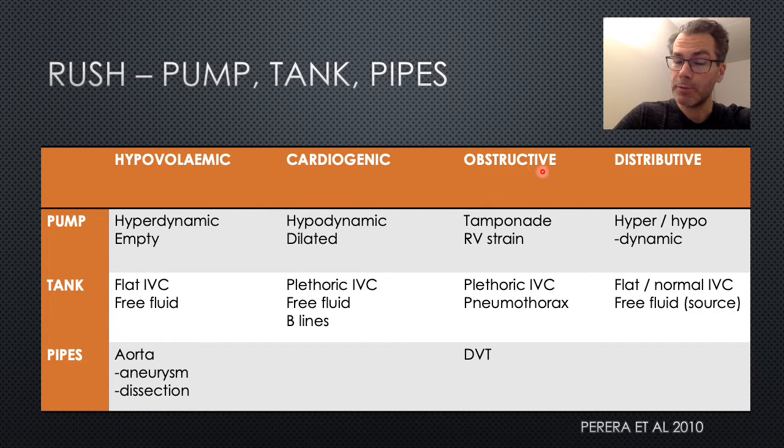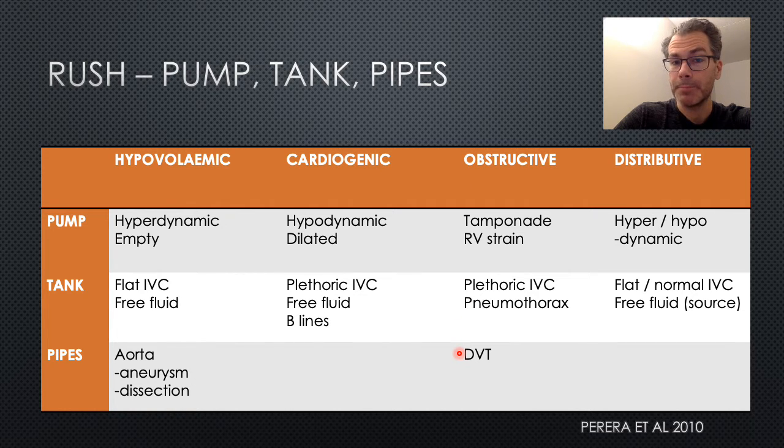In obstructive shock, as we said, there are 3 types. So tamponade, PE, where you will see RV strain plus or minus a DVT, and then tension pneumothorax. But in all 3 causes of obstructive shock, you expect a plethoric IVC. So if you see a narrow collapsing IVC, you can pretty much rule out all the 3 causes of obstructive shock straight away.